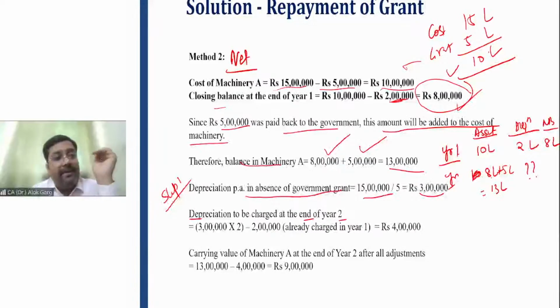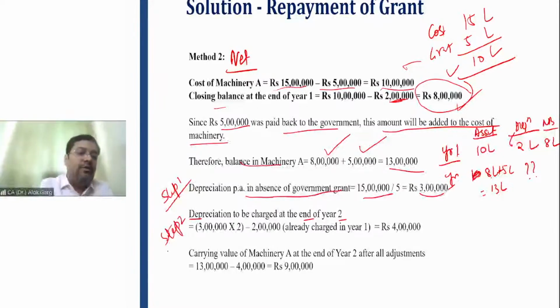Step number 2, compute depreciation already charged. So what is the depreciation already charged? It is 2 lakh rupees. Step number 2, 2 lakh rupees, right? The difference between step number 1 and step number 2. What is the difference between step number 1 and step number 2?